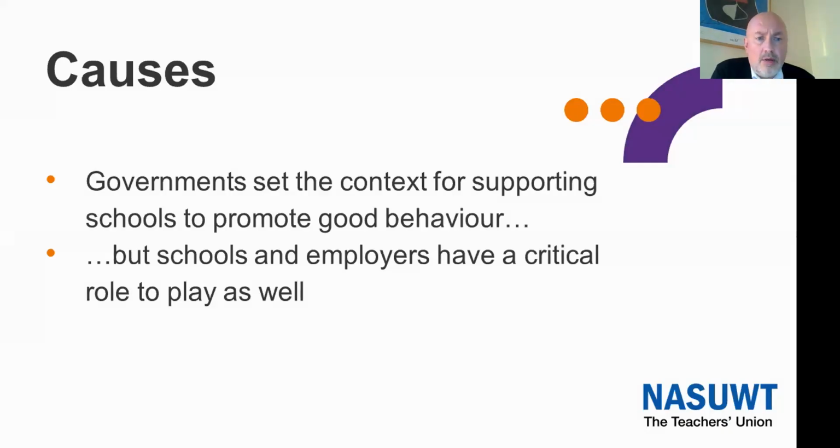So what are the causes of this? And again, I think our members are very clear what the causes are. And in effect, you can look at national level causes and local level causes, because government has a critical role in supporting schools to promote good behaviour. Schools and employers have a critical role to play as well.